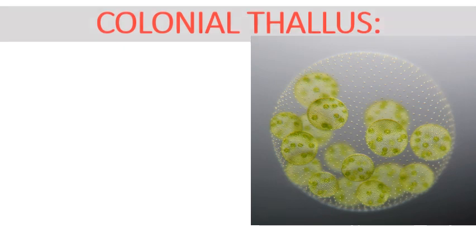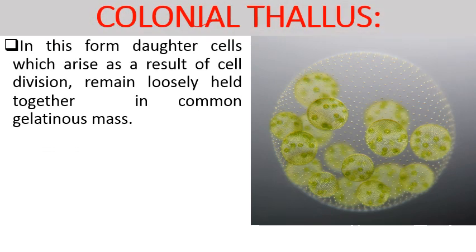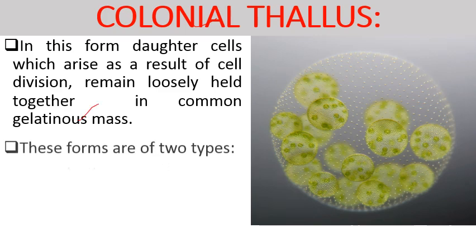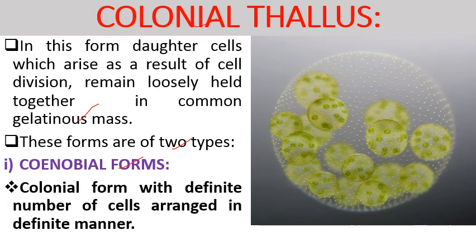The next comes the multicellular thallus. It includes the colonial thallus. In these forms, daughter cells which arise as a result of cell division remain loosely held together in a common gelatinous mass. These forms, there are 2 types. It includes coenobial form. Coenobial form means इसमें definite number of cells होते हैं, arranged in definite manner and have definite shape. So colonial forms with definite number of cells arranged in definite manner and have definite size and shape. These are of 2 types. One is the motile coenobium and other is the non-motile coenobium.